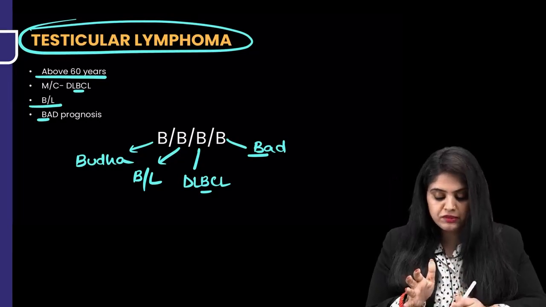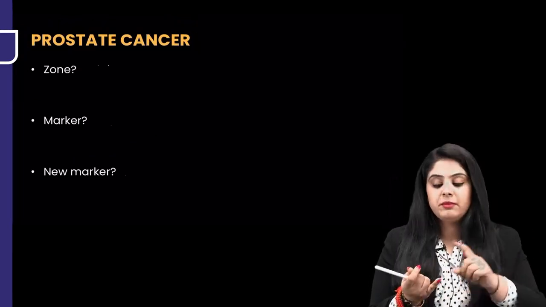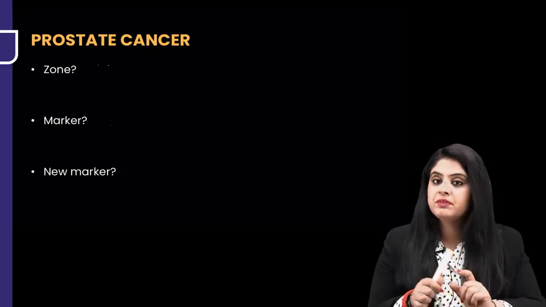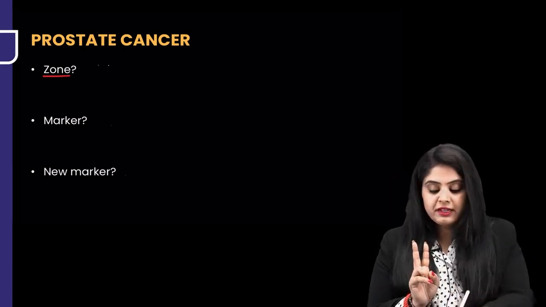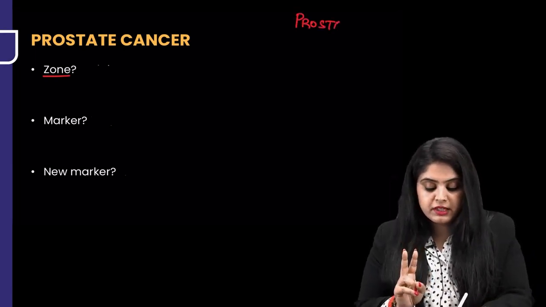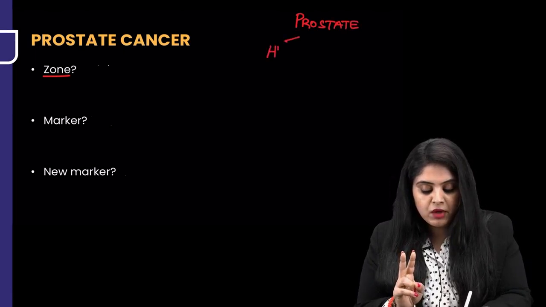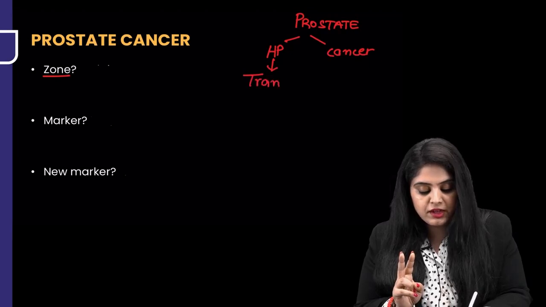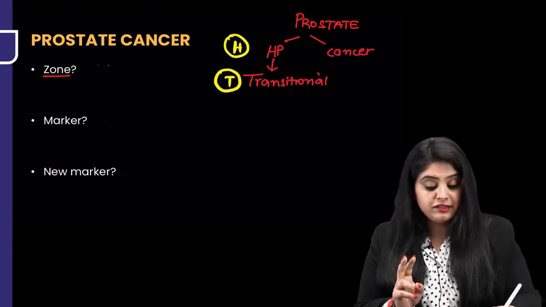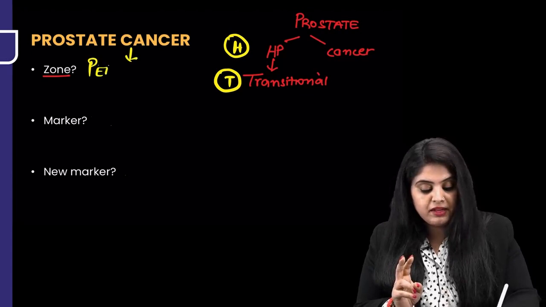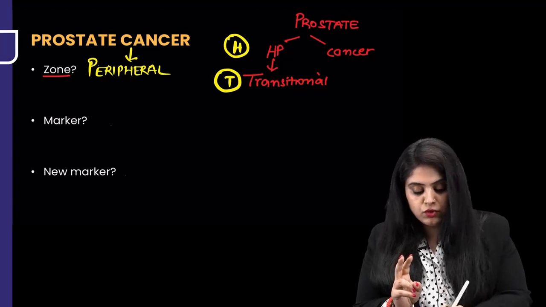Now we move on to prostate cancer, and in prostate cancer I'm interested in 2 things, the markers and the scoring. So let's wrap it up. There are 2 diseases that can occur in the prostate. Either the prostate can show hyperplasia, or it can show cancer. Please remember, hyperplasia occurs in the transitional zone of the prostate, whereas cancer occurs in the peripheral zone of the prostate.